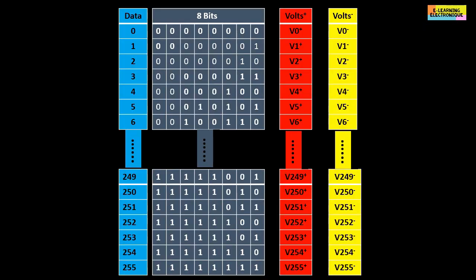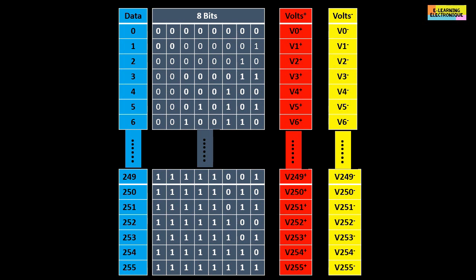On this figure is represented on the first column in blue, the value in decimal of the data coded on 8 bits going from 0 to 255. On the second column is written the binary correspondence to the data. In the column colored red, we find the value of the positive voltage at the output of the DAC and its correspondence with the data. The column colored in yellow lists the negative voltage generated by the DAC.